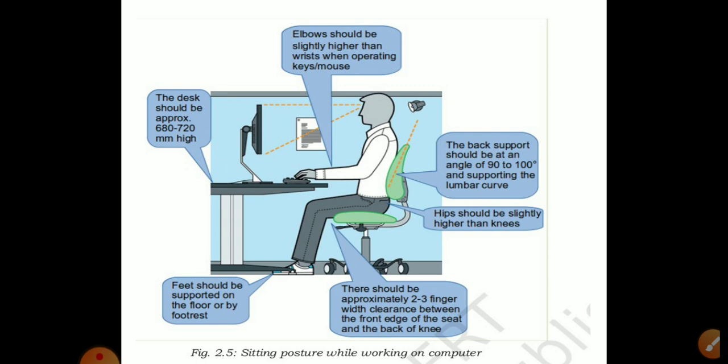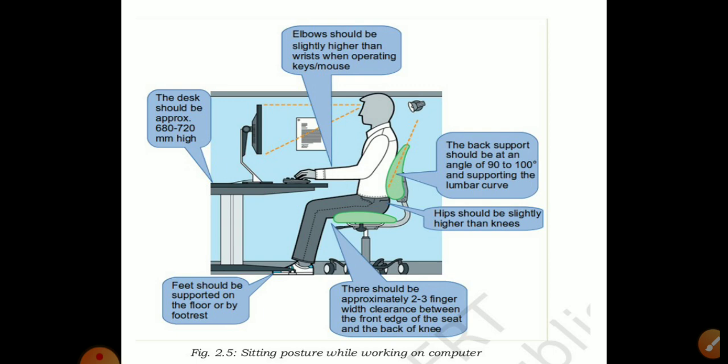There should be approximately 2 to 3 finger width clearance between the front edge of the seat and the back of knee. Back of your knee, you know where your knee is? Back of your knee should be away from your seating chair, seating place. So from your seat, it should be 2 to 3 fingers wide at least. Your back of the knee should be placed accordingly. Hips, how your hips should be, it should be slightly higher than the knees. Your knee should be a little down and your hip should be a little higher when you sit.